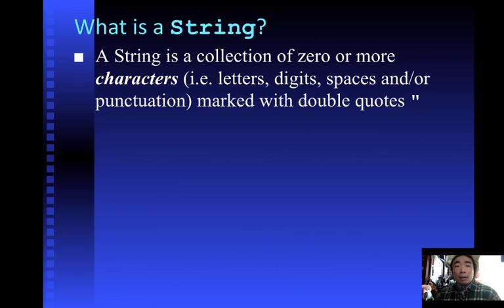So, what is a string? Strings are a collection of 0 or more characters, and characters are defined as letters, digits, spaces, punctuation, even those funny looking symbols that you sometimes see. Those are all characters. Anything you can type on a keyboard is a character. Strings are also denoted with double quotes on them.